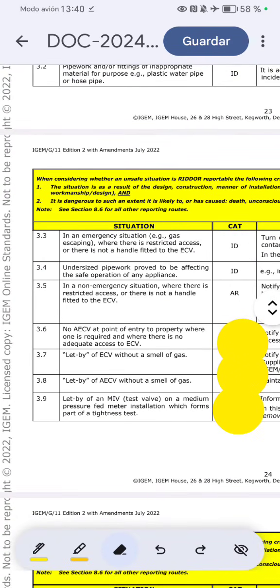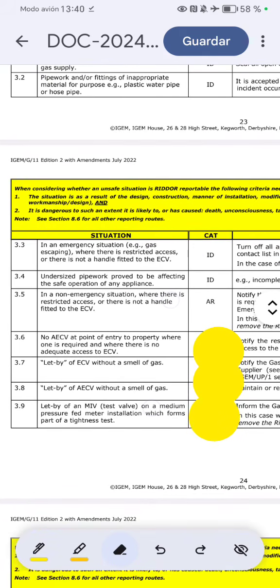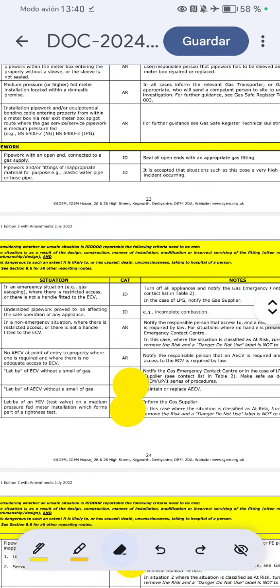All right, 3.6. No additional ECV at point of entry to property where one is required and there is no adequate access to ECV. Oh, no. This is ID. At risk again. Okay, I'm getting them wrong. Notify the responsible person.